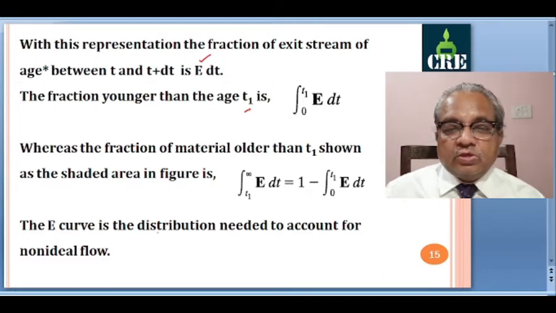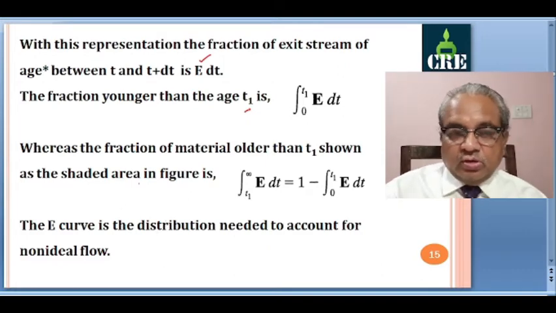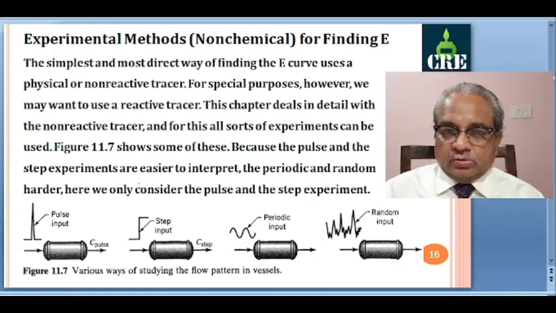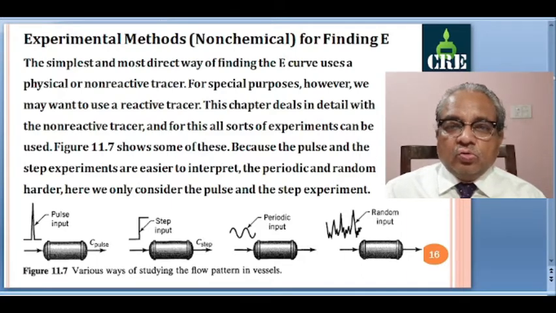The E curve distribution is needed to account for non-ideal flow. So the E curve you can plot or determine for a particular case. How to find this exit age distribution?